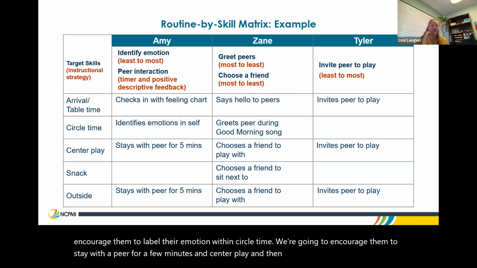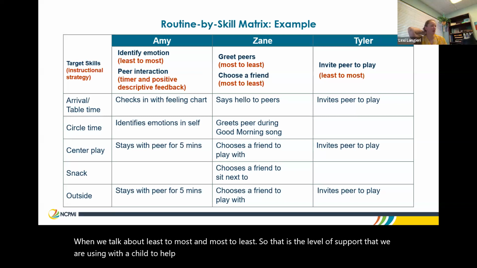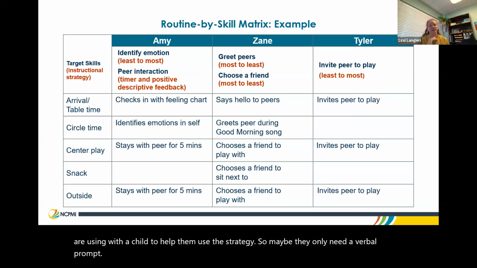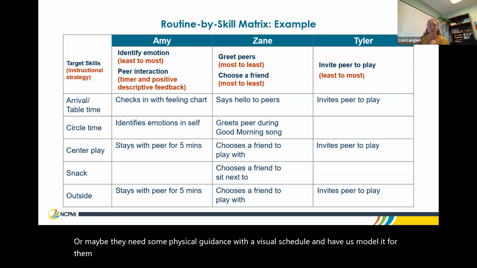When we talk about least to most and most to least, that is the level of support that we are using with a child to help them use the strategy. So maybe they only need a verbal prompt, or maybe they need some physical guidance with a visual schedule and have us model it for them. That would be the most. It depends on what the child is learning and how comfortable they feel with the strategy to begin with.